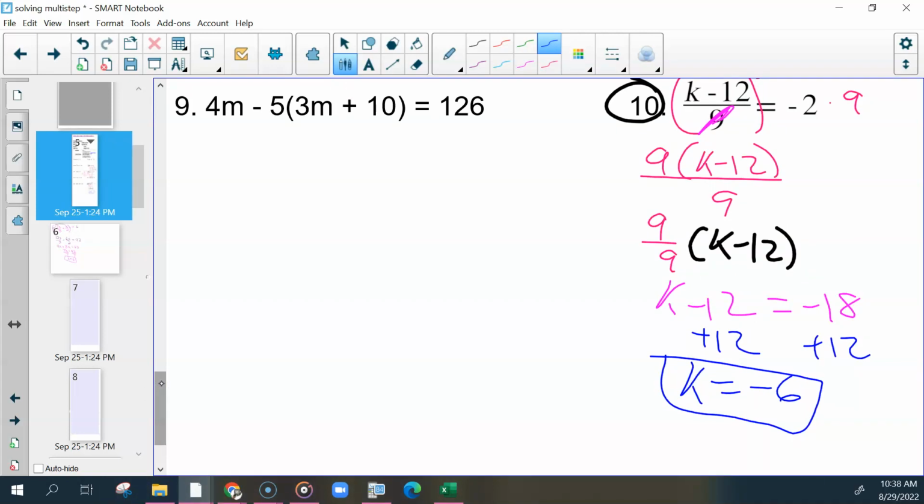Negative 6 minus 12 would give us that negative 18. Negative 18 divided by 9 would give us negative 2. So that is a true statement. That works. Do we have any other questions on this that we wanted to go over before I practice?